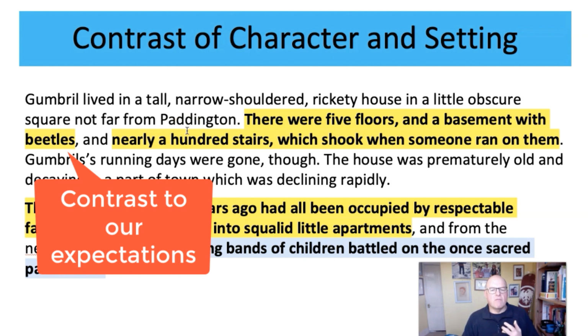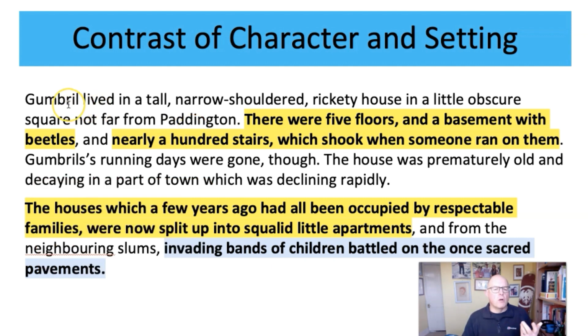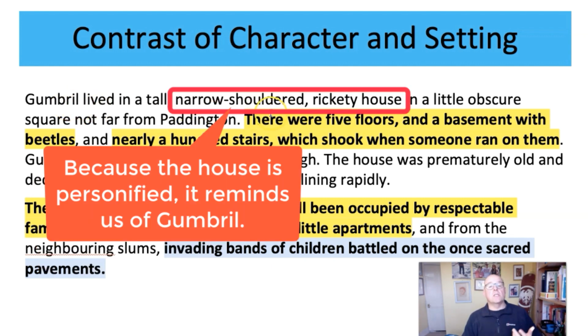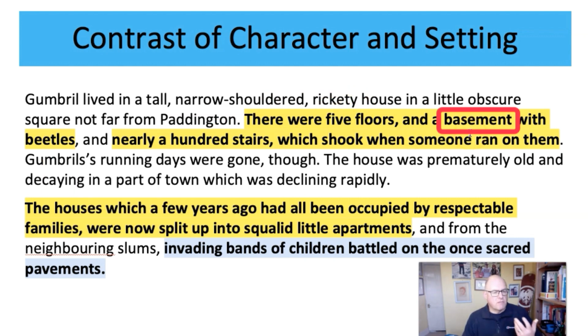So now we have a contrast of Gumbrel with his house. It makes us wonder whether he too is rickety, whether his own basement metaphorically is full of beetles. It's an image of decay, isn't it? So the house now stands in for Gumbrel himself.